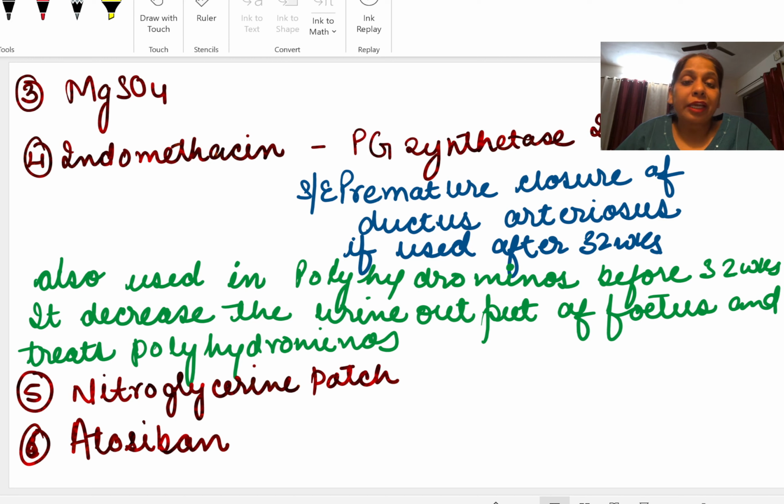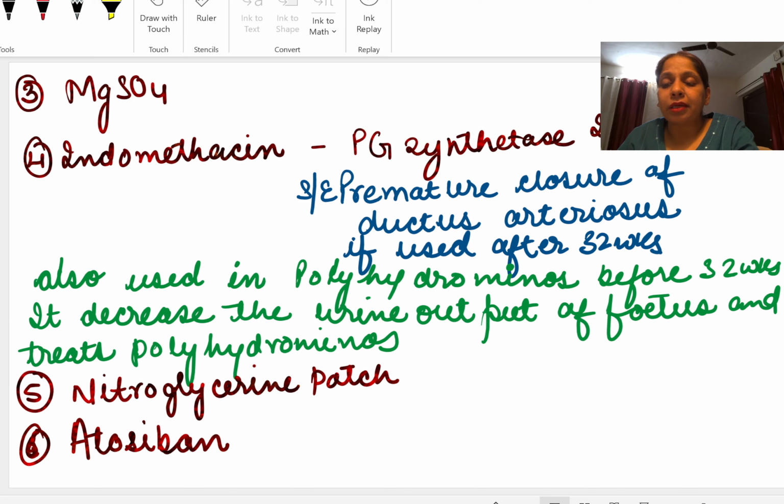Okay, nitroglycerin patch is also used, and atosiban is an oxytocin antagonist. So if the question comes, which of the following drugs is used in heart disease patients, it is atosiban.